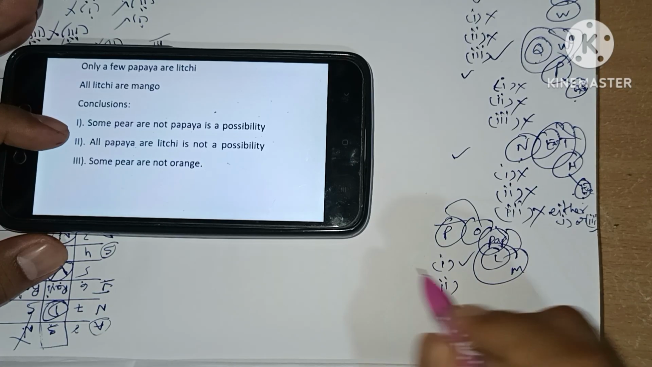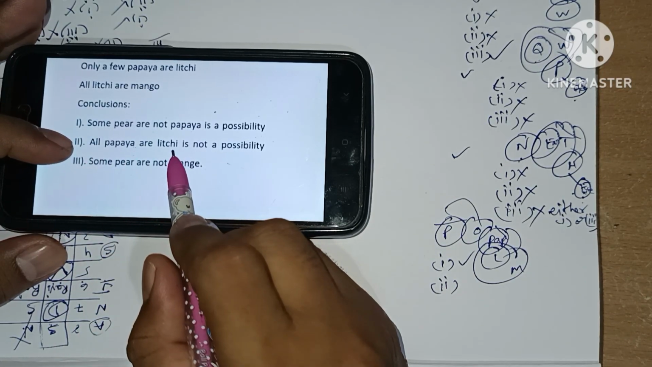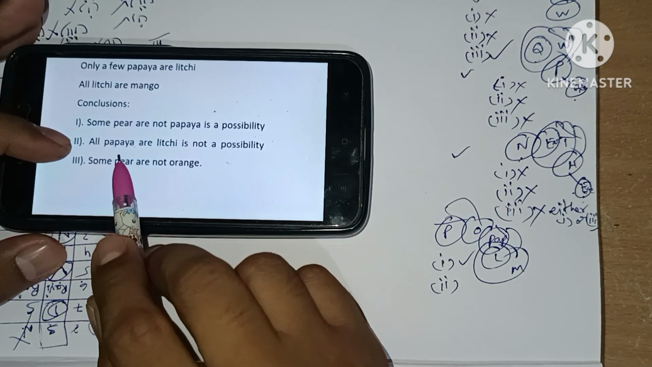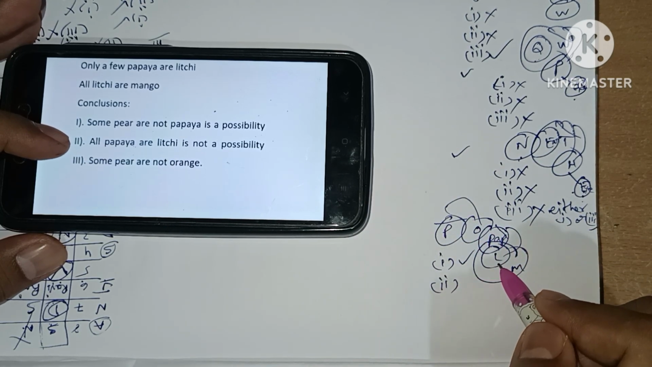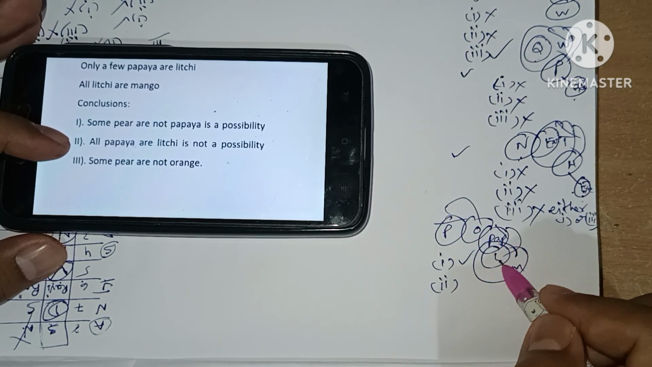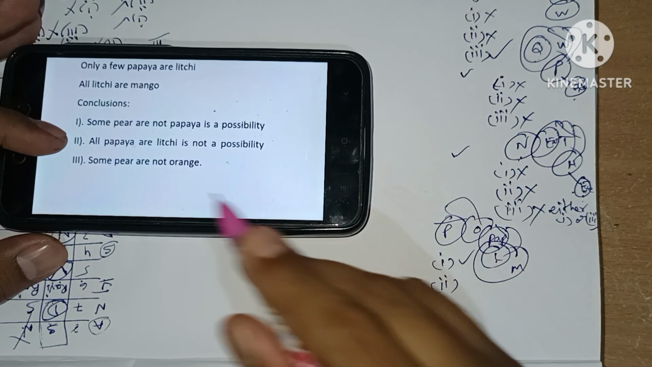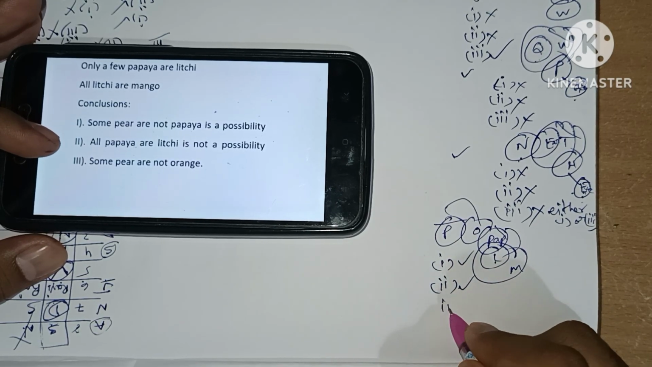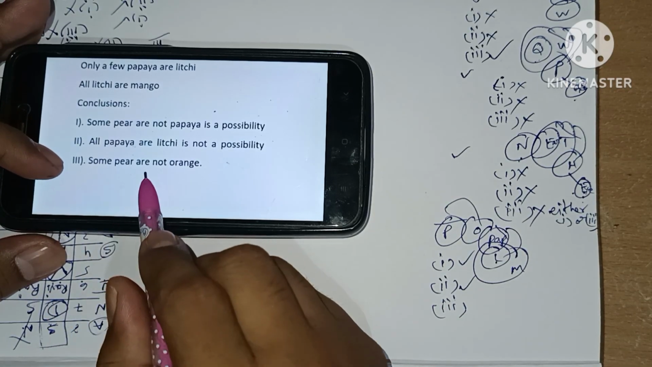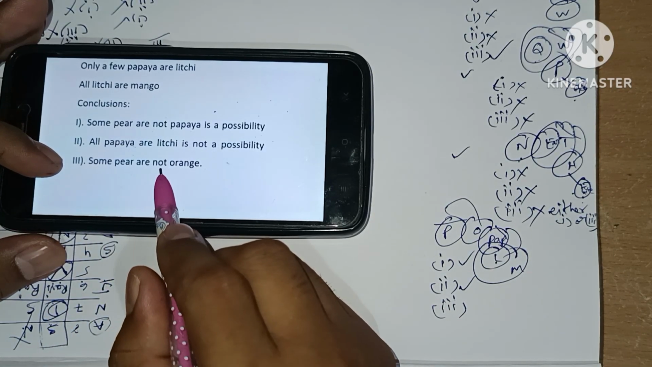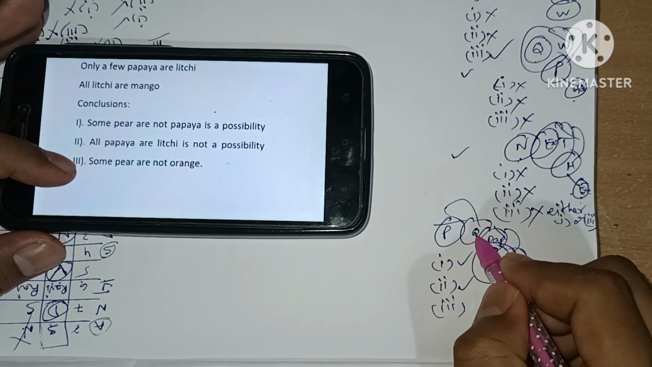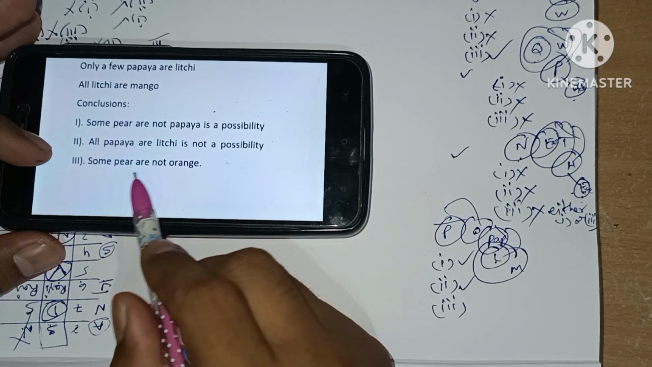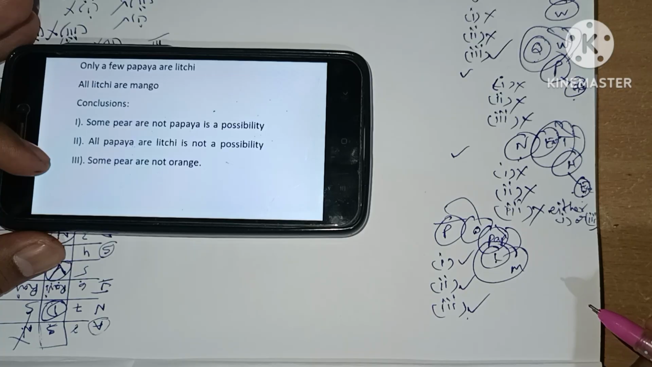Second conclusion, all papaya are lychee is not a possibility. First we see all papaya can be lychee is possible. All papaya can be placed inside lychee. It is not possible. So second conclusion is true. Third one, some pear are not orange. So all pear can be orange. All pear can be placed inside orange. All case not possible means this some not case will be true.